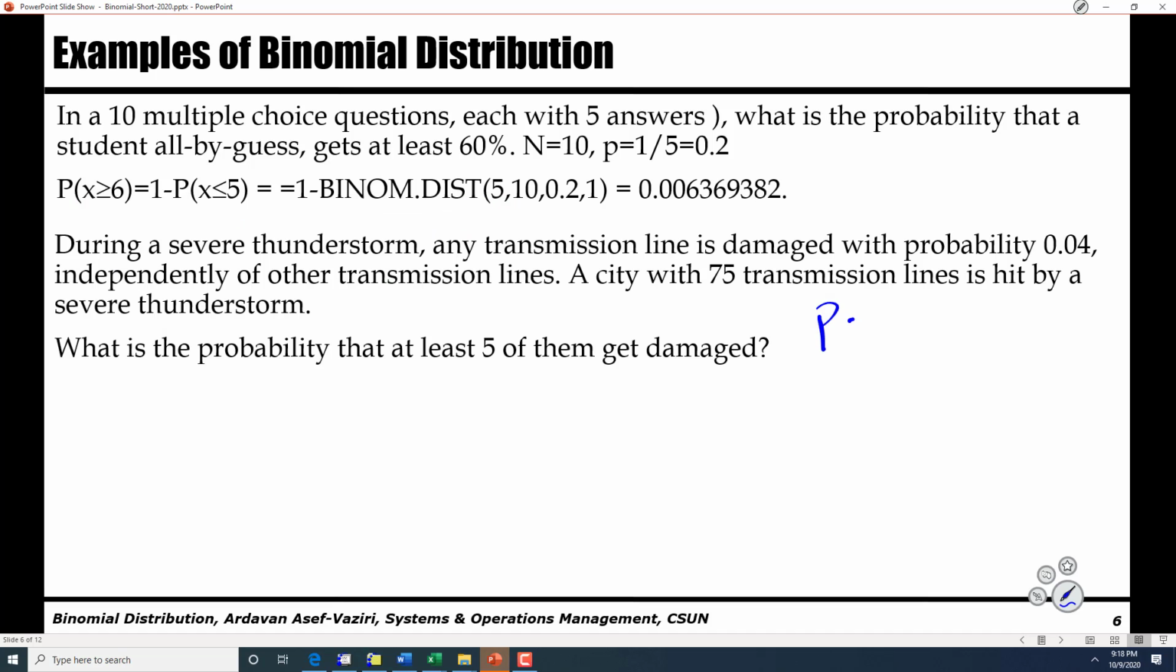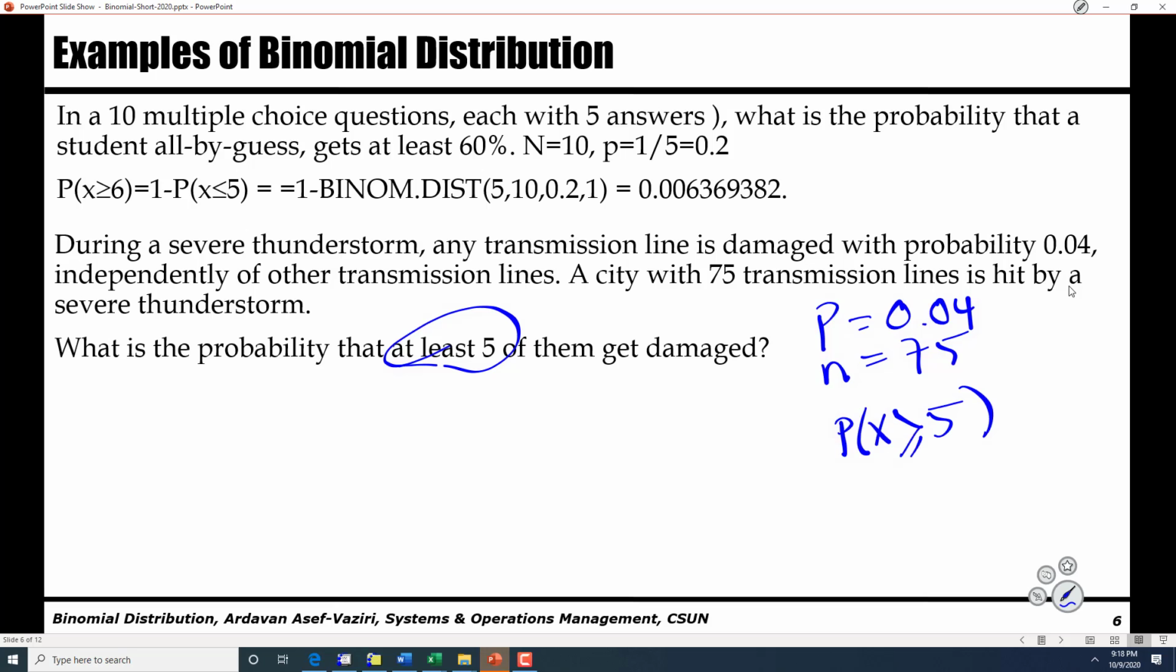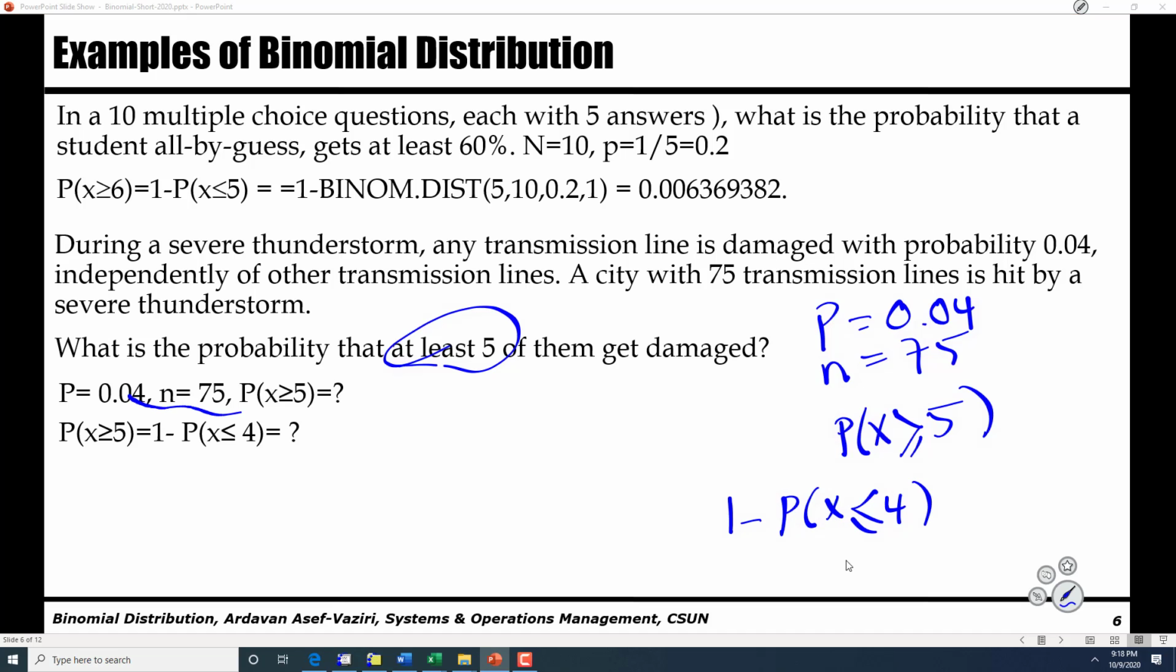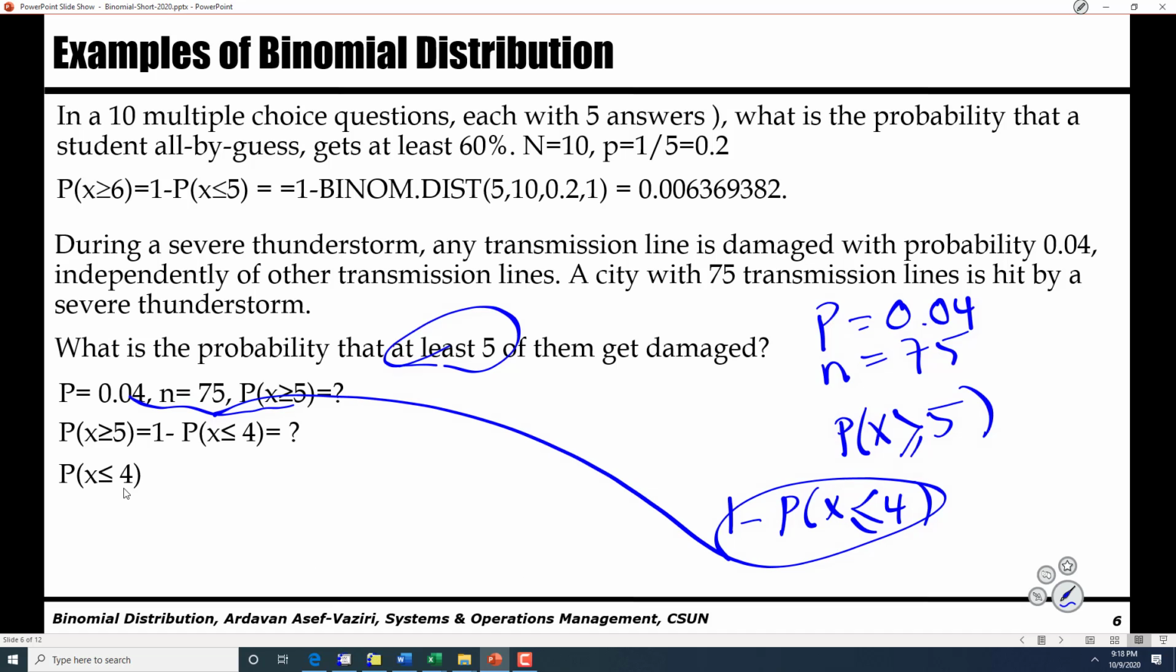P here is equal to 0.04, which is probability of damage. N is equal to 75, and here the problem is asking at least 5. So probability of x being greater than or equal to 5. That is equal to 1 minus probability of x being less than or equal to 4. This is exactly what I have written here. Probability of x less than or equal to 4 is here.